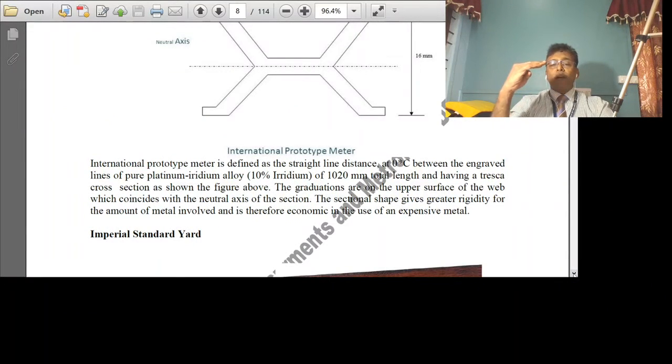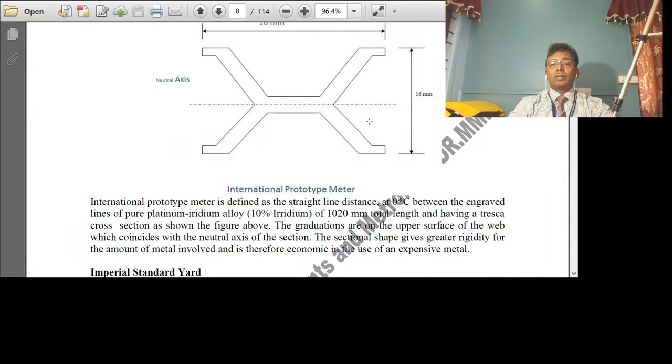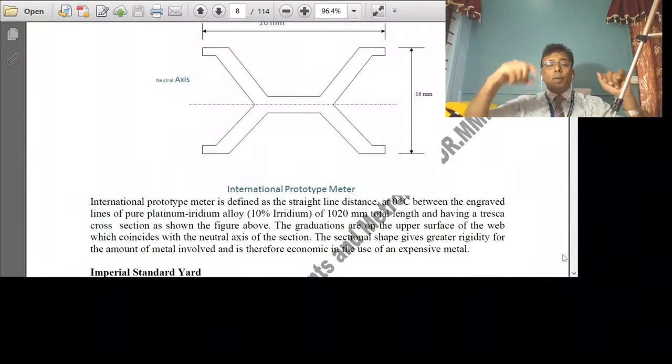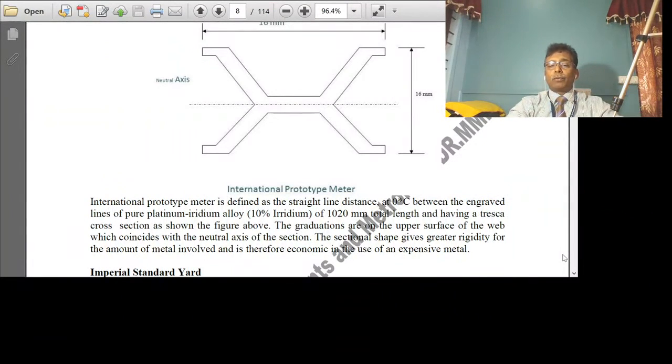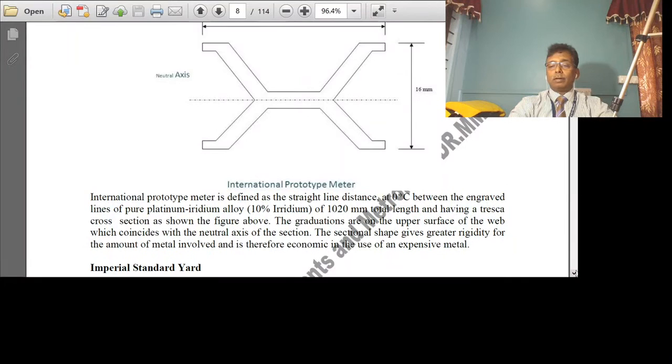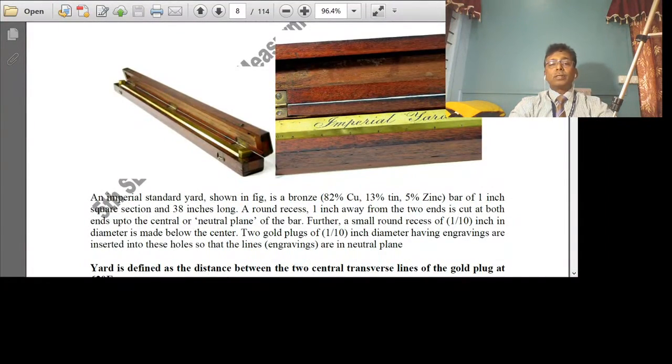International prototype meter is defined as the straight line distance at 0 degree centigrade between the engraved lines of the pure platinum iridium alloy, that is 10% iridium, of 1020 mm total length, having a Tresca cross section. You can see this is called the Tresca cross section. As shown in the figure, the graduations are on the upper surface of the web, which coincides with the neutral axis. I will show you the photograph. The sectional shape gives the greatest rigidity for the amount of metal involved, and therefore is economic in the use of expensive metal. Okay. Imperial standard yard. Can you see this? Imperial standard yard.